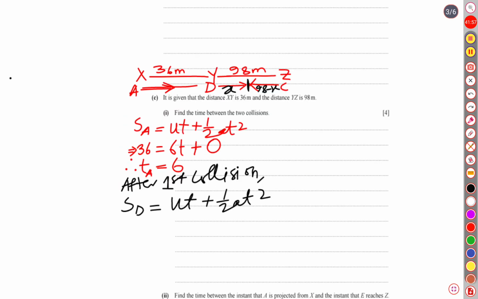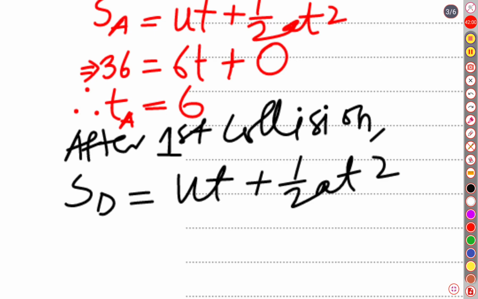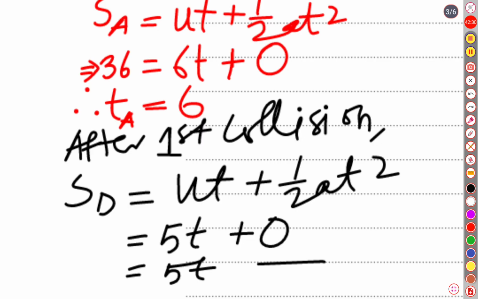So for D, 98 minus x equals 5t plus the second value of acceleration. Actually there is no acceleration at all because the surface is smooth and there is no external force applied on this, so there is no resistance force at all. That's why it is 0. So ultimately it is going to be 5t. Let's leave this as equation number 1. This is the time taken by D to meet C.